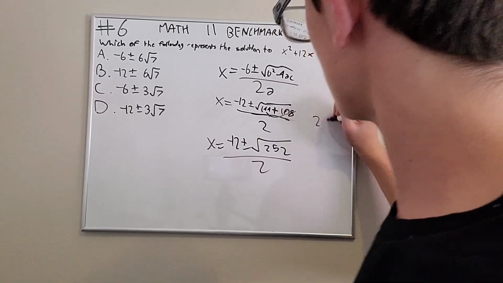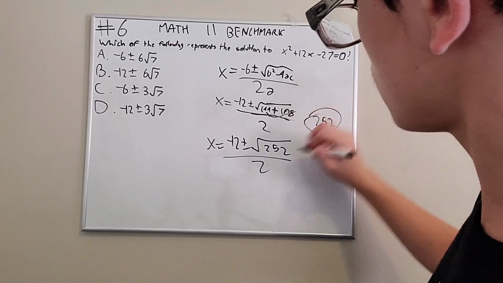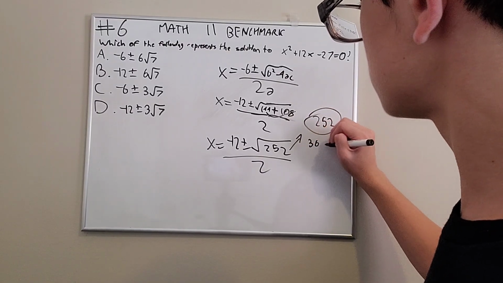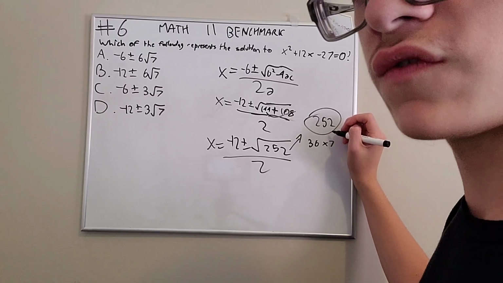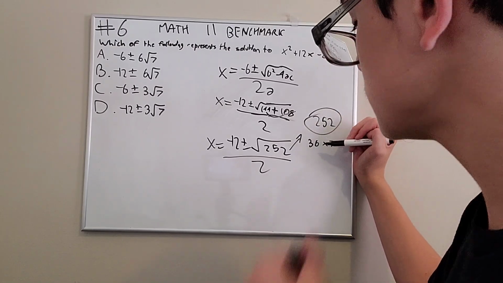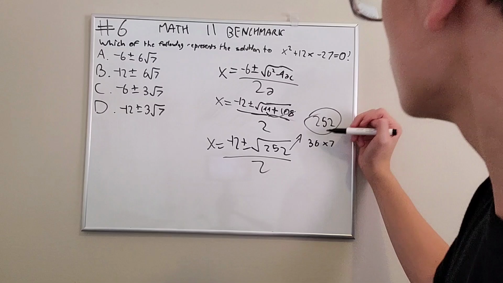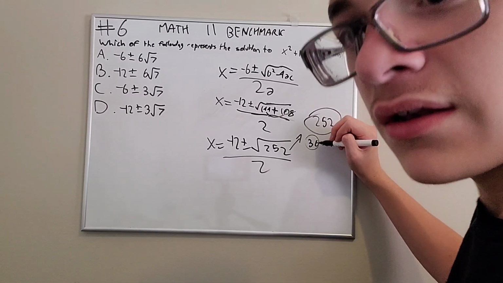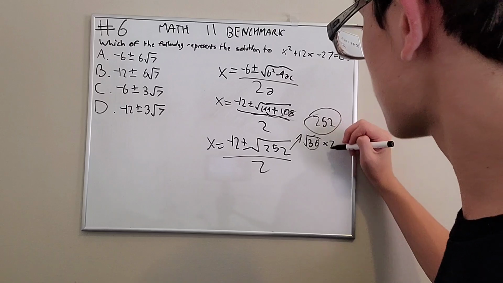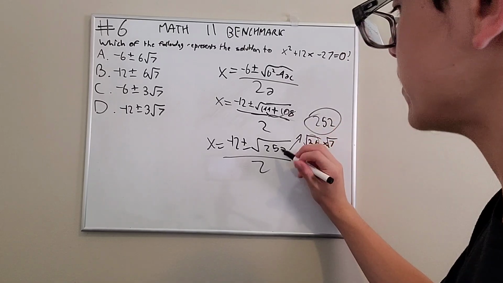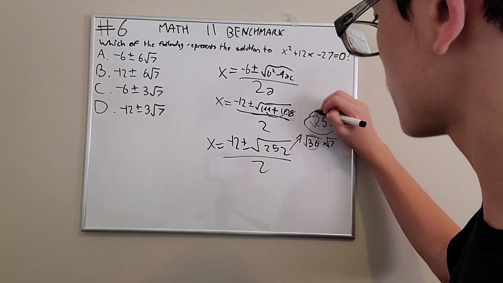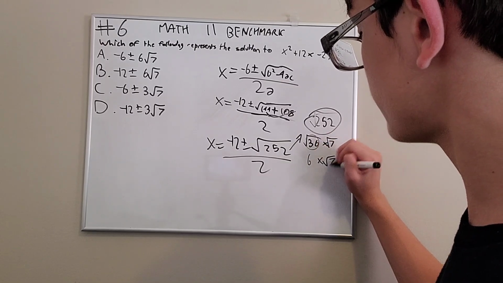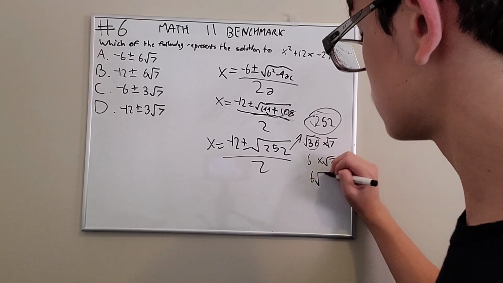Now what you want to do is find out what 252 can factor into. We get 36 times 7, which are factors of 252. 36 times 7 is 252. So look, 36, what's that? A perfect square. So since we have the square root of 36 times the square root of 7 is the square root of 252. The square root of 36 is just 6. So 6 times the square root of 7.